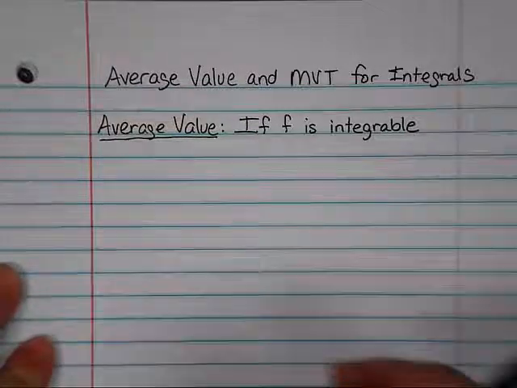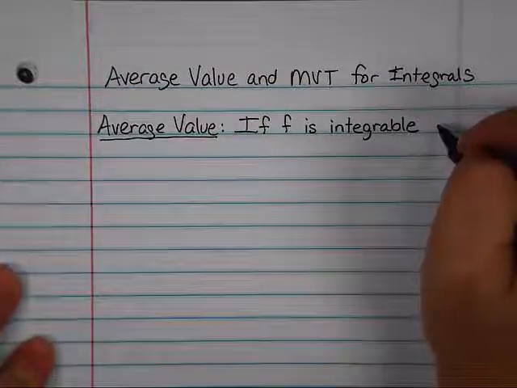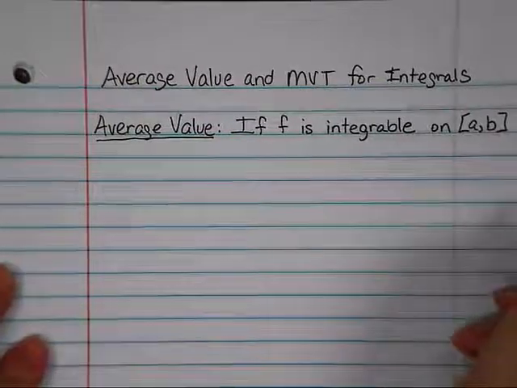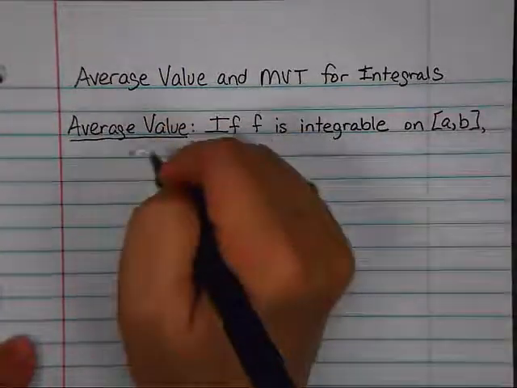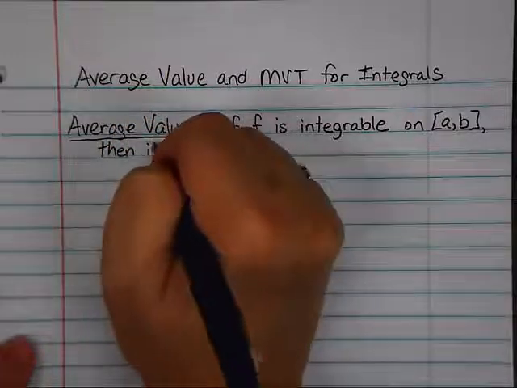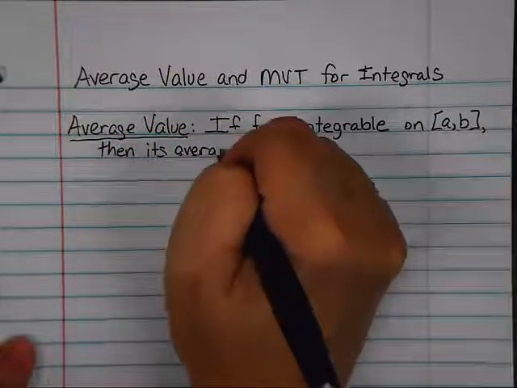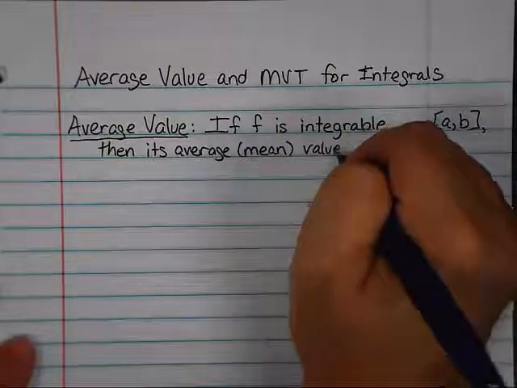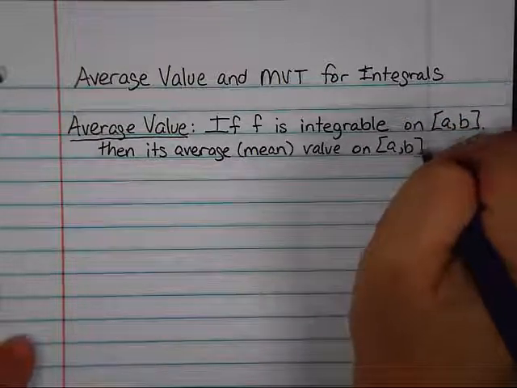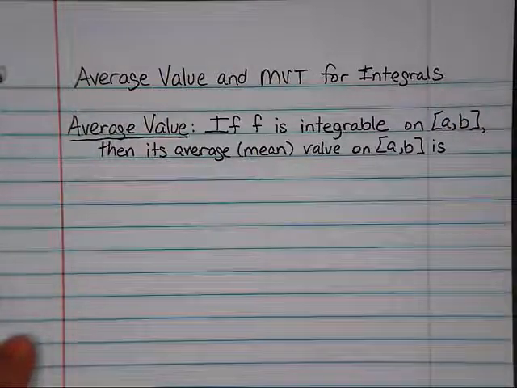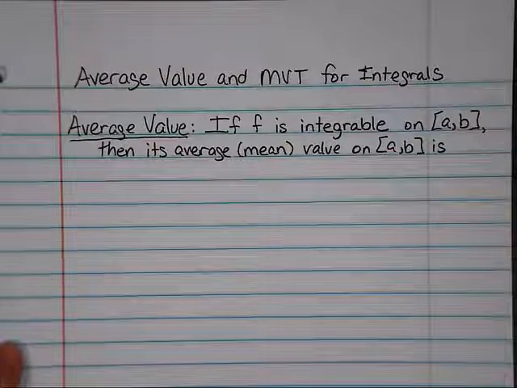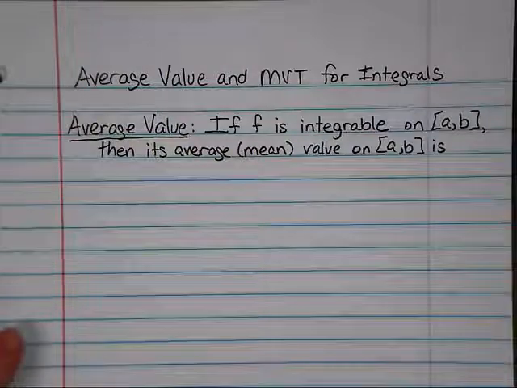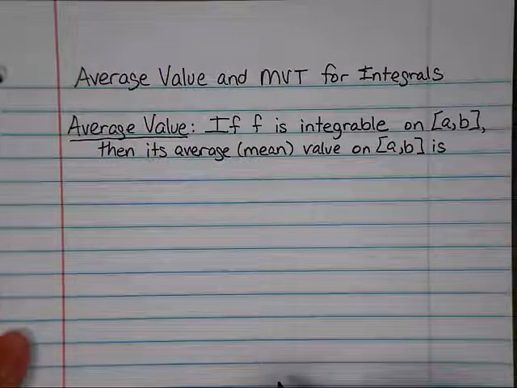So, if f is integrable on the closed interval from a to b, move this over just a little bit, comma, then its average or mean value on the closed interval from a to b is the following formula. Now wait just a minute, let you catch up with me. Its average or mean value on the closed interval from a to b is a formula I'm about to share with you.